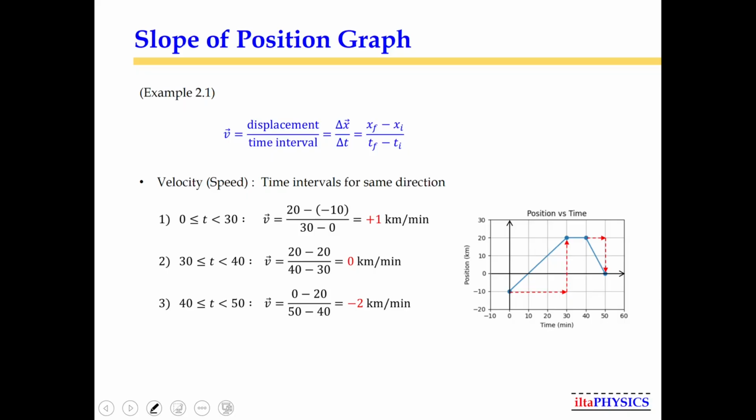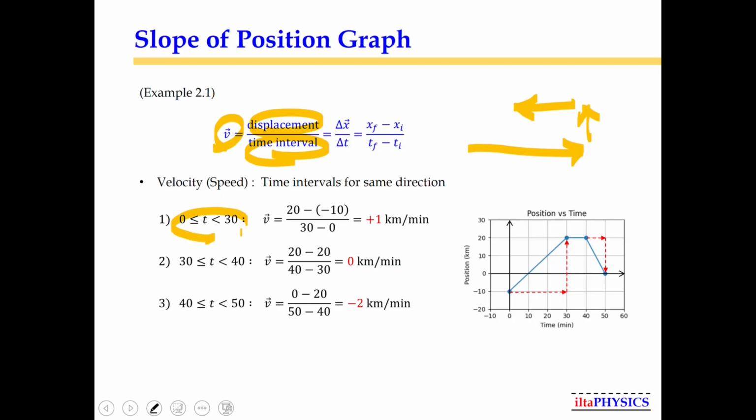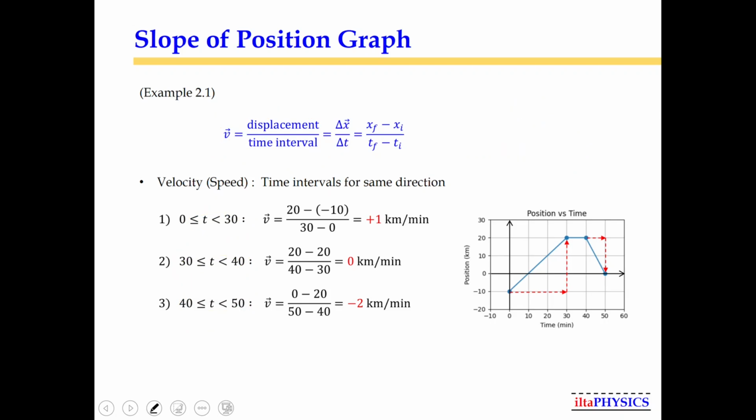Now, let's apply this idea and calculate the velocity for each section. Looking at the position graph, the car's motion can be divided into 3 intervals with consistent direction. The first interval moving to the right, the second interval standing still, and the last interval moving to the left. In terms of time, these are from 0 to 30 minutes, from 30 to 40 minutes, and from 40 to 50 minutes. Now let's calculate the velocity for each interval.